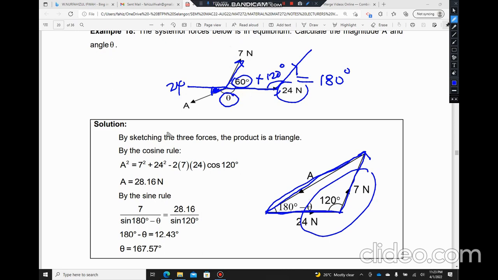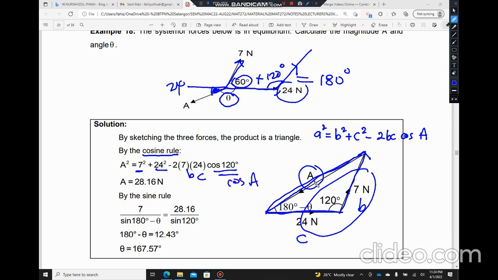So kita tengok rule mana yang sesuai kita guna. So untuk dapatkan A, dia sesuai guna cosine rule. Cosine rule, ingat balik yang kita kata A square equals to B square plus C square minus 2BC cos A. So yang ni lah, A square equals to 7 ni dia mewakili B, and then 24 dia mewakili C, minus 2BC cos A. Cos A dia kat sini, dia sudut pertentangan ni kan, dia akan jadi cos A.